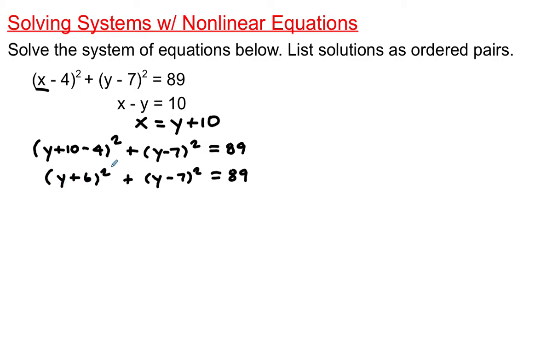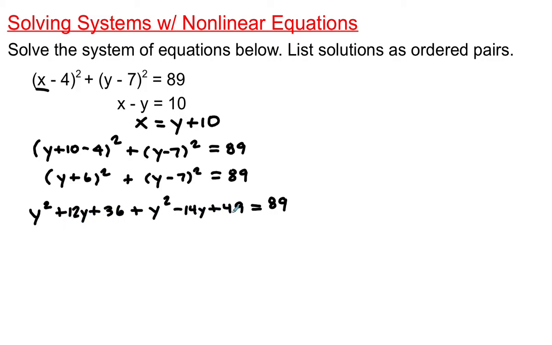So y plus 6 squared, remember, is like y plus 6 times y plus 6, which should give us y squared plus 12y plus 36. Our other binomial, when we multiply it times itself, should give us y squared minus 14y plus 49, and this all equals 89 still.